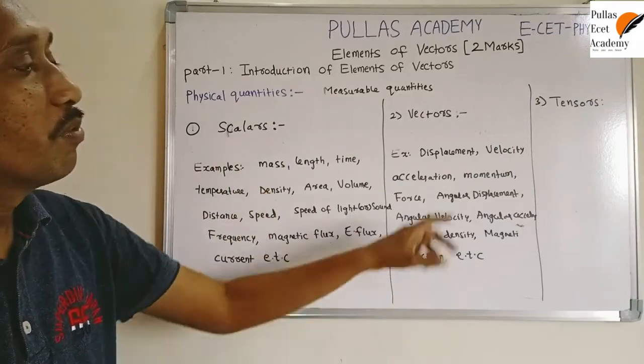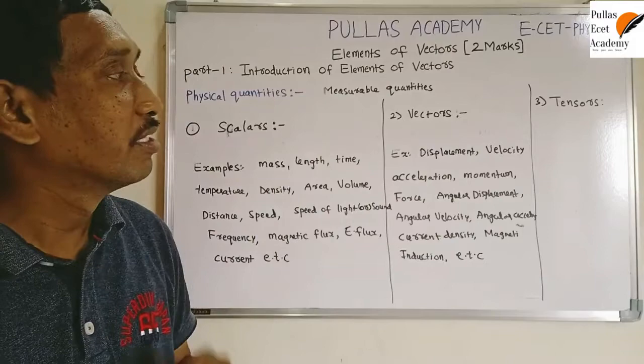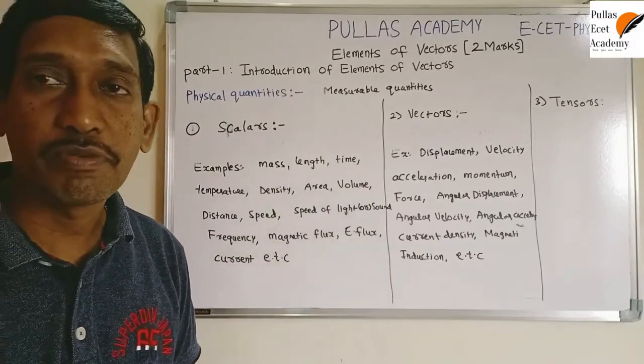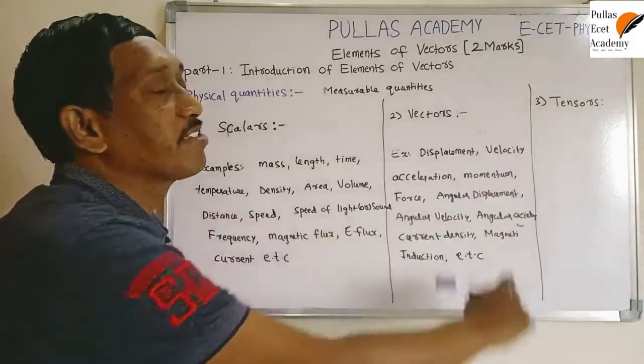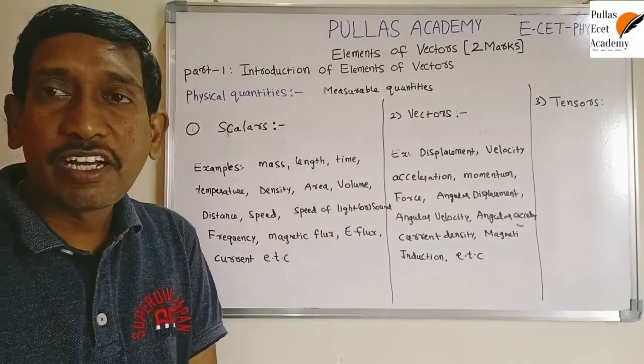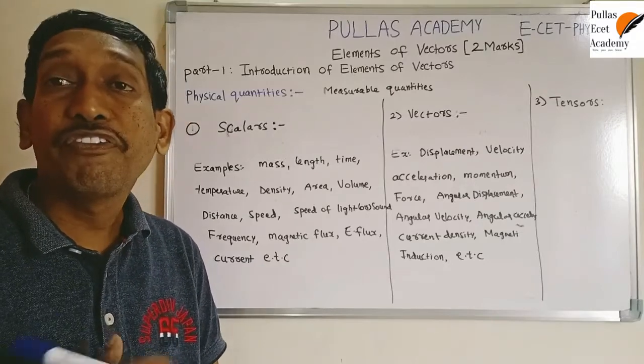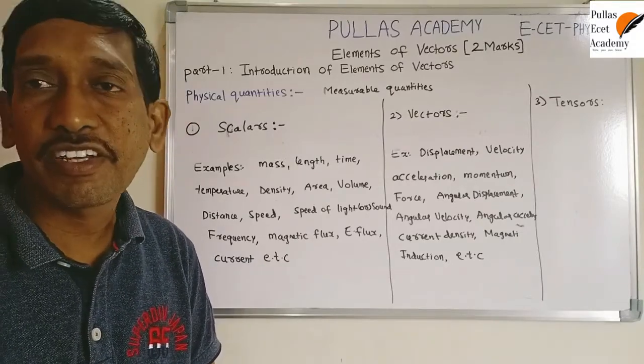Okay, now what are tensors? These examples you have to remember, as some very simple examples are asked. Next, tensors. A tensor is a physical quantity which has different magnitudes in different directions.